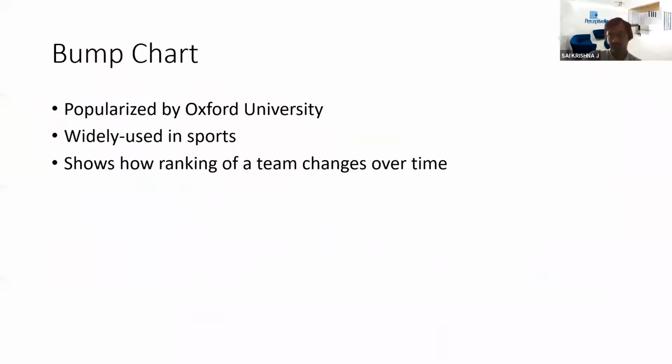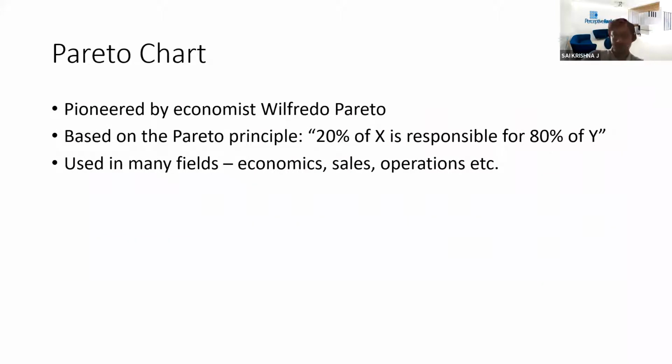Let's talk about the next visualization, which is the Pareto chart. This Pareto chart is named after Vilfredo Pareto, and it is based on something called the Pareto principle, where we say 20% of X is responsible for 80% of Y. The very first use of the Pareto chart told us that 20% of the people in the world hold 80% of all the wealth.